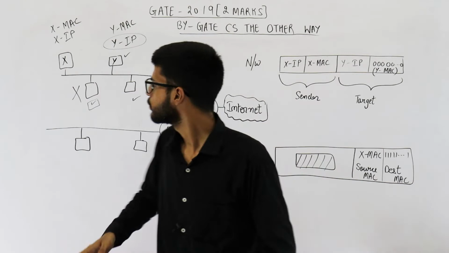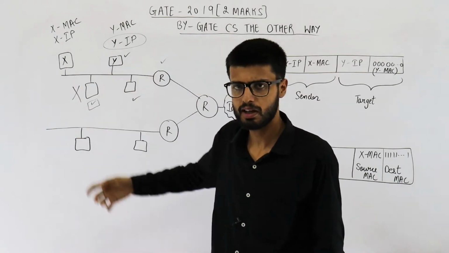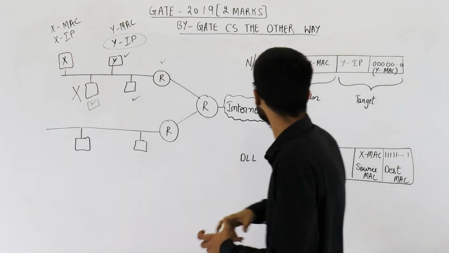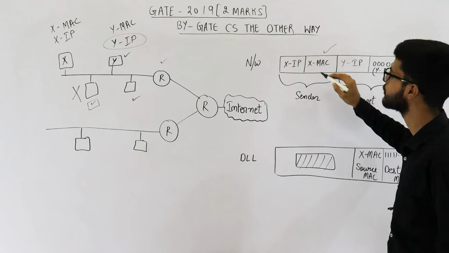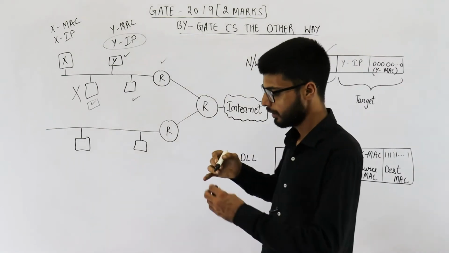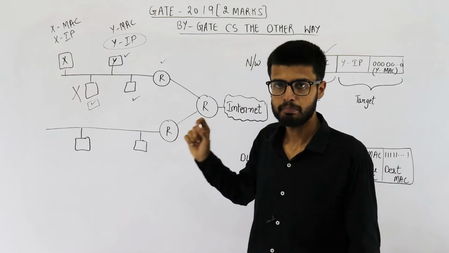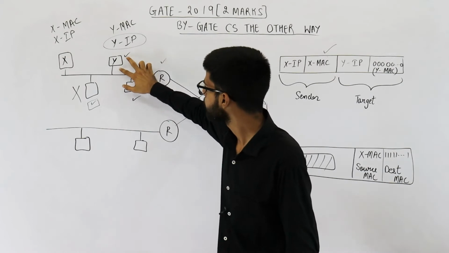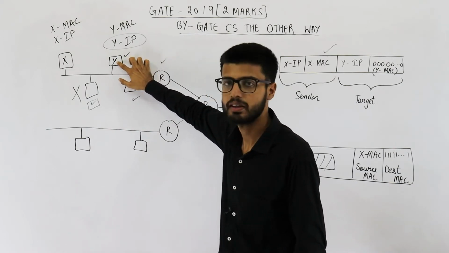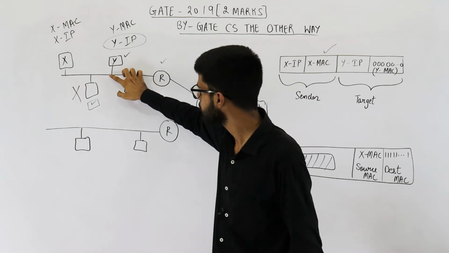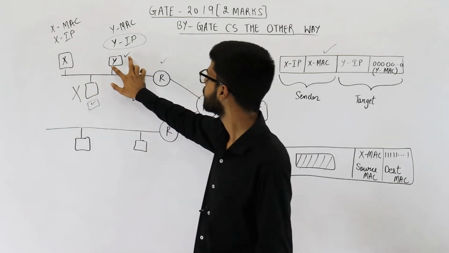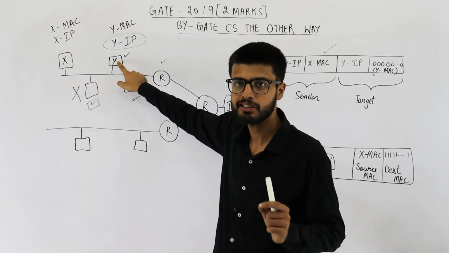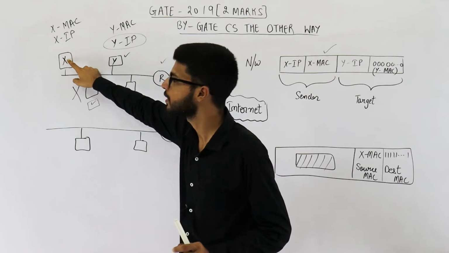Now, will this node Y actually broadcast the message? No. This node Y knows the MAC address of X because X has already written its MAC address in the request packet. Okay, so for getting the MAC address, X broadcasted an ARP request, and for replying back, Y will not broadcast. It will just send a message to X only. So this Y will actually send a unicast message. That means in the destination MAC address, it will write the MAC address of X.